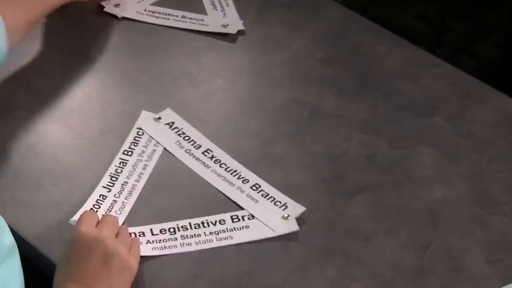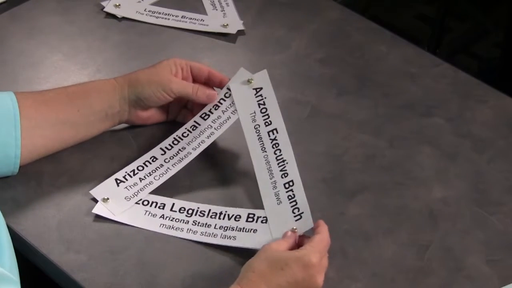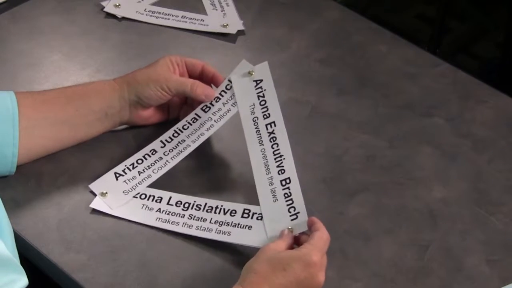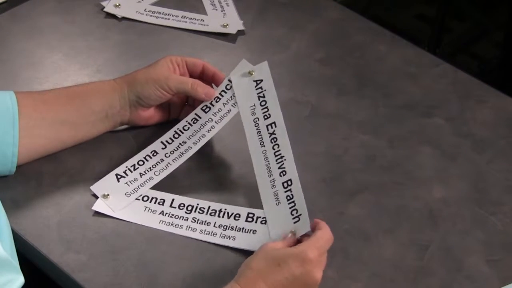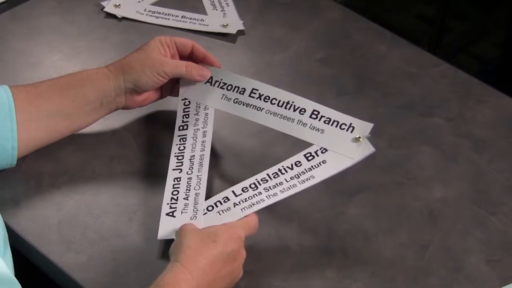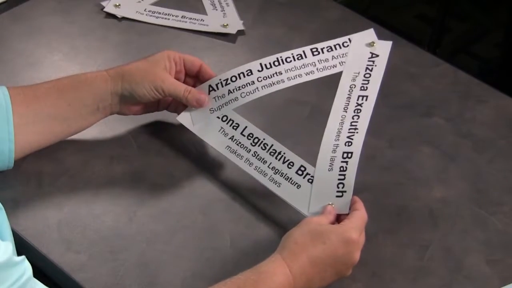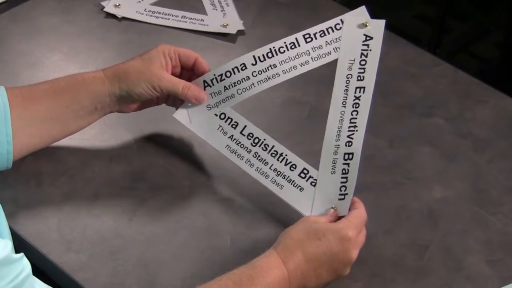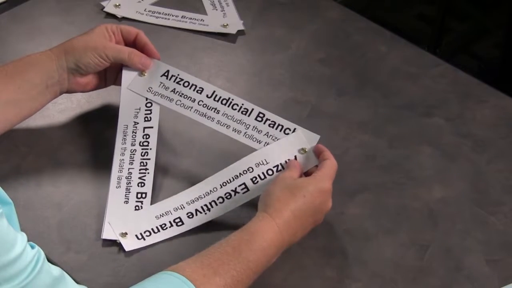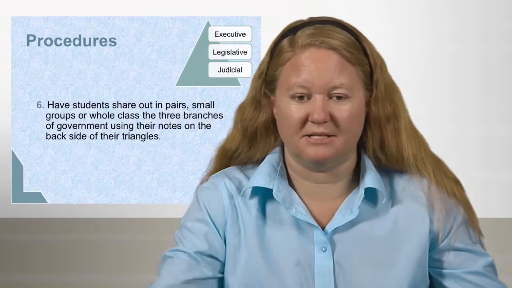Then you'll show the students the state government triangle, which you set up ahead of time. And you'll show that our state government also wanted a strong government, so they made it three branches as well. There's the Arizona executive branch, where the governor oversees the laws. There's the Arizona legislative branch, where the Arizona state legislature makes the state laws. And then there's the Arizona judicial branch, where the Arizona courts, including the Arizona Supreme Court, make sure we follow the laws.